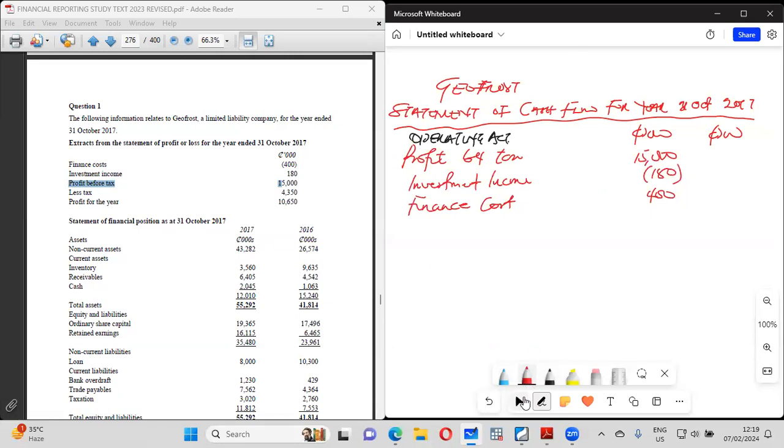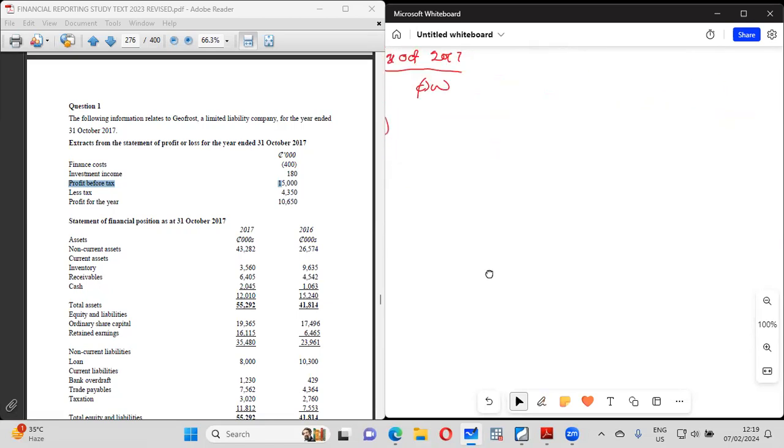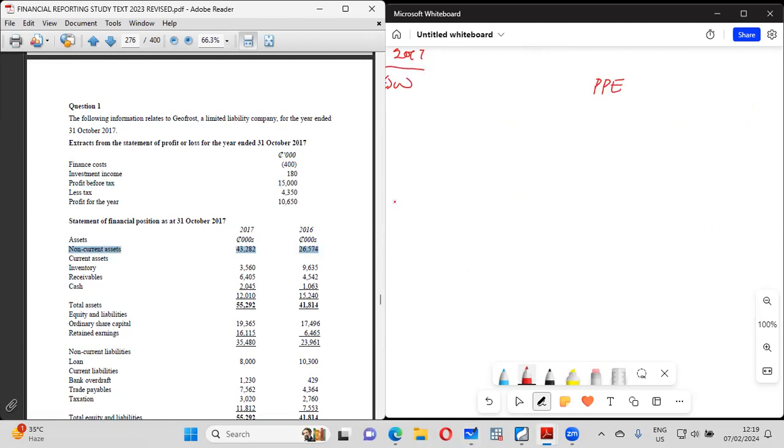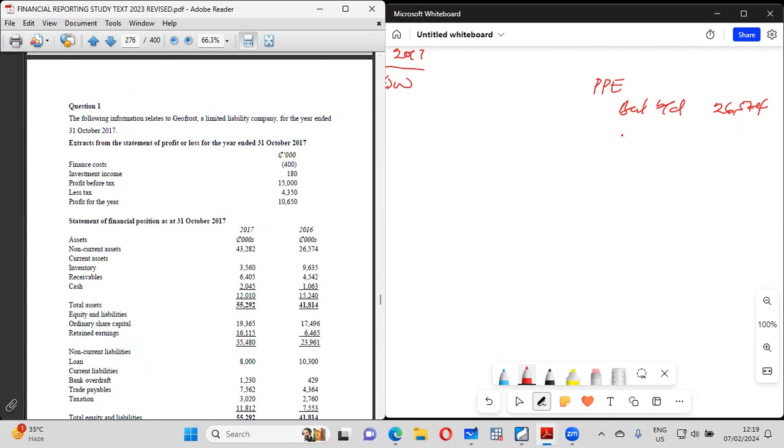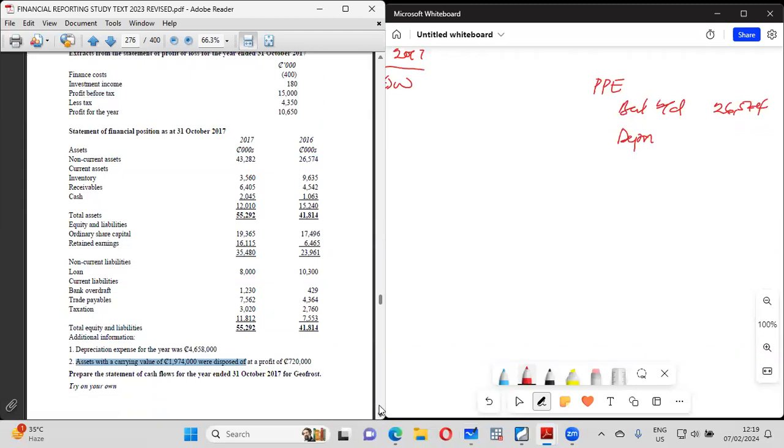So let's go and open the workings. So let's do our PPE working. So we come here, we pick this first item. So balance brought down is what? 26,574. That is what we have. What did the story tell us? It gave us depreciation. So we have depreciation, we have disposal too. Were there any other additions here we have to take note of? So we only have depreciation. And how much is depreciation? There's no OCI item. Depreciation is meant to be 4,658.